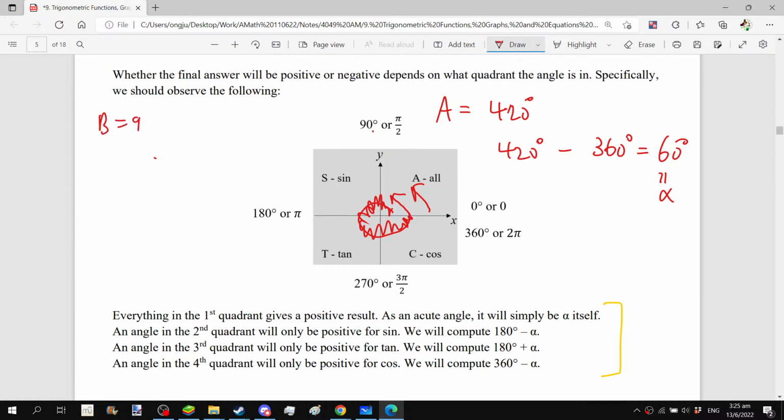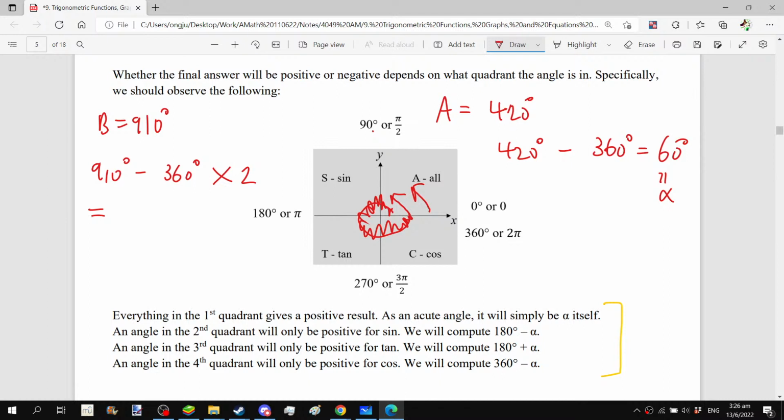So let's say we have an angle of, that's not 90 degrees, I wrote the wrong thing. Let's say we have an angle that is a lot more troublesome, 910, what will we do over here? So we will need to first start by getting rid of all the excess rotations. Always remember a complete rotation is 360 degrees.